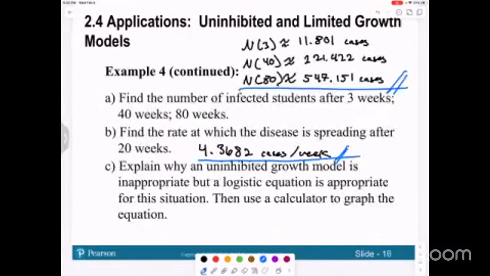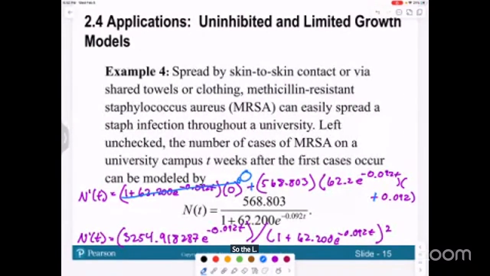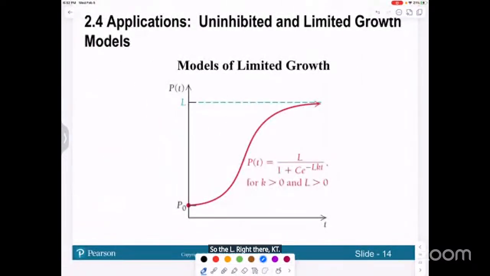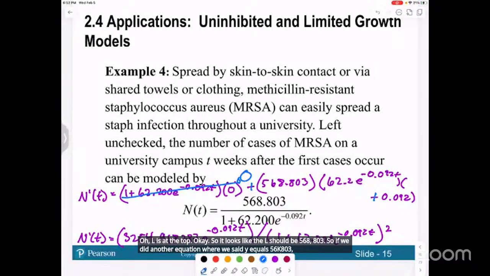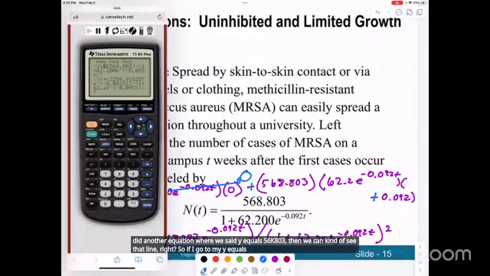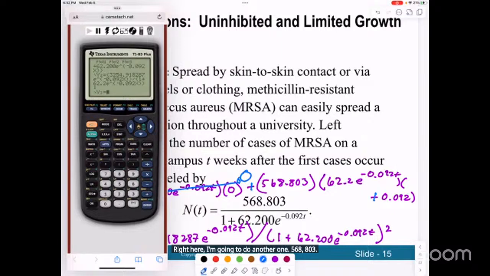So the L right there, KT. Oh, L is at the top. Okay. So it looks like the L should be 568,803. So if we did another equation where we said y equals 568,803, then we can kind of see that line, right? So if I go to my y equals right here, I'm going to do another one. 568,803. Just so we can see that line, and that's the limiting growth line.